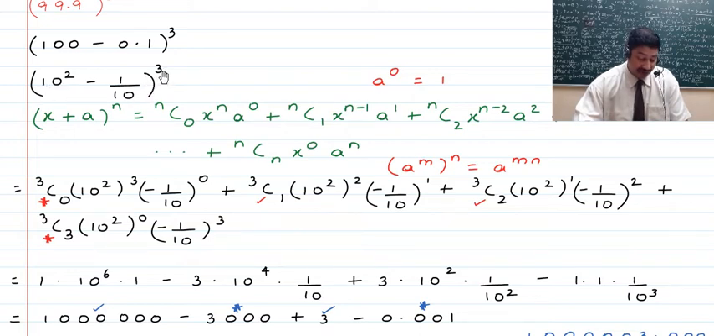So now we have 3C0, first term 10 raised to the power 2, all raised to the power 3, times the second term, minus 1 upon 10 raised to the power 0, and so on. We can do this up to the last term, which becomes 3C3, 10 raised to the power 2, that is x, raised to the power the difference of the superfix and the suffix, that is 0, times the second term, which is minus 1 upon 10 raised to the power of the number in the suffix, that is 3.